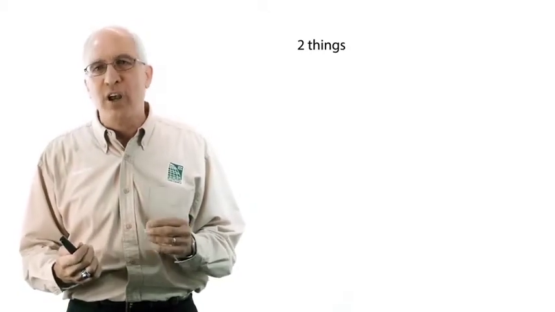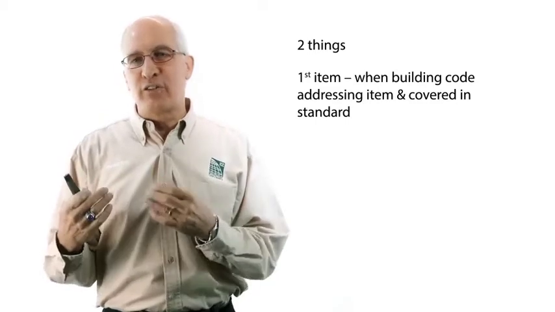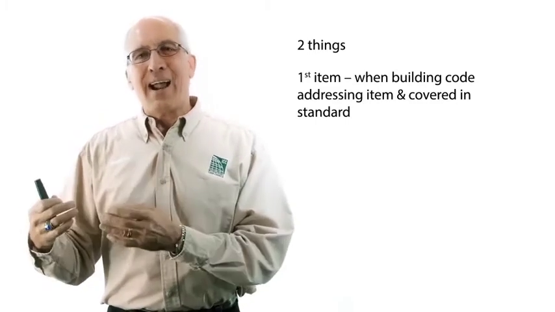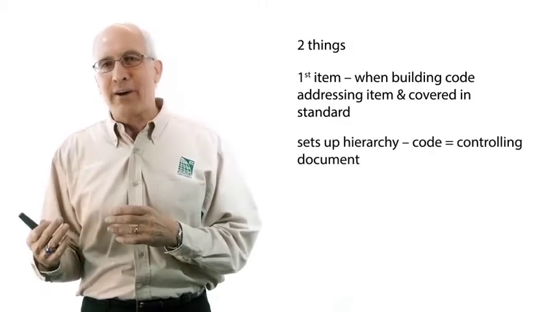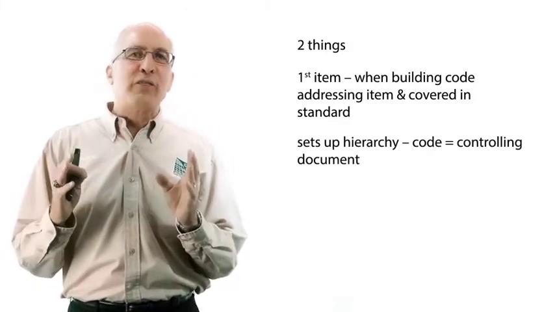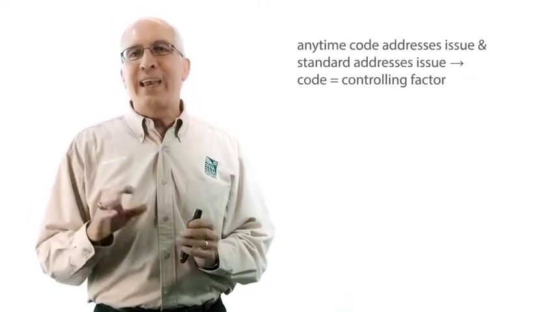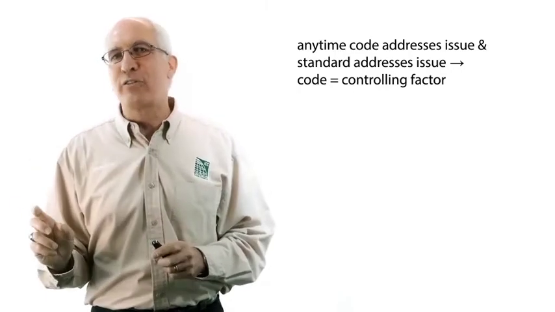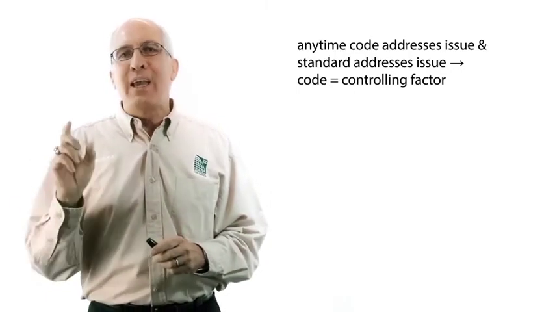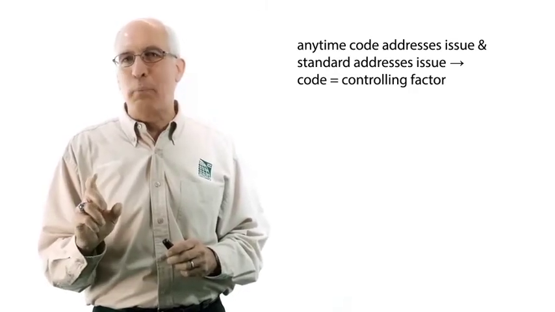particular code change. The first item is that when the building code is addressing an item and that item is also covered in the standard, it sets up a hierarchy and tells us that the code is going to be the controlling document. So anytime the code addresses an issue and the standard also addresses the issue, it will always be the code that is the controlling factor at that point.